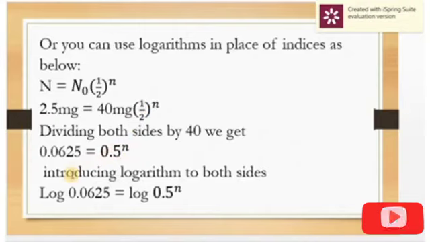From this point, we can introduce logarithms on both sides. So here we have log, and this is the log to the base 10, so we don't show 10. If you remember, if you have an idea of logarithms, we simply say log. So this is log 0.0625 is equal to log 0.5 to the power n. So we proceed from here.